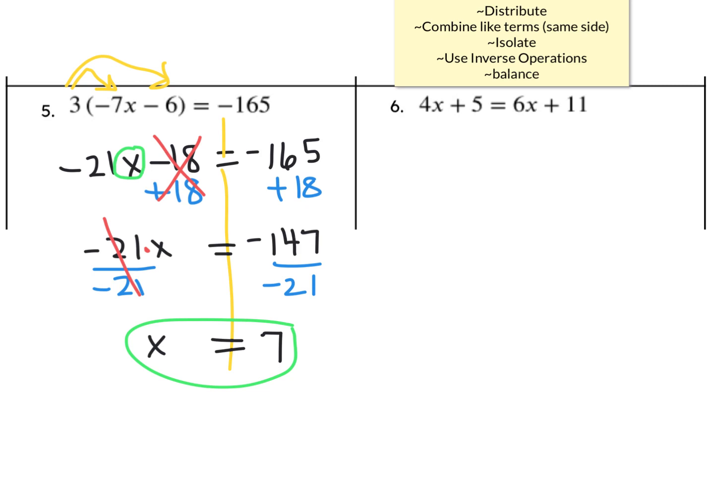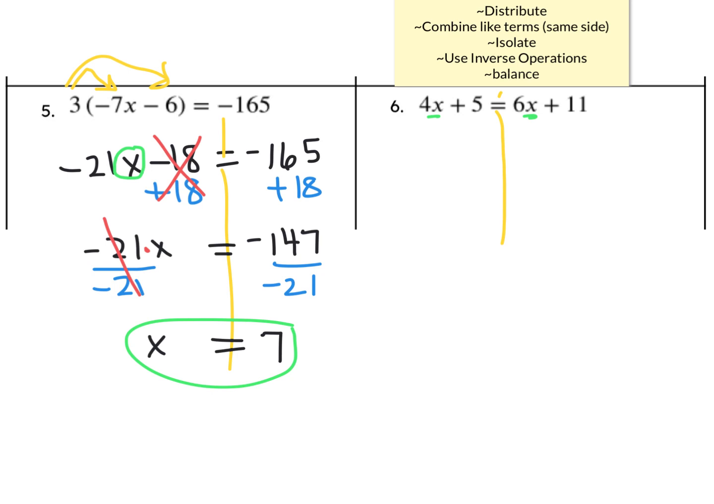Okay. All right. We have a different situation for number 6. Looking at this one, I don't see any distributing. I don't see any parentheses. And I don't see like terms on the same side, but I do see variables on the same side. Notice how there's an x on both sides. So we want to isolate the variable. So let's get our letters together first.